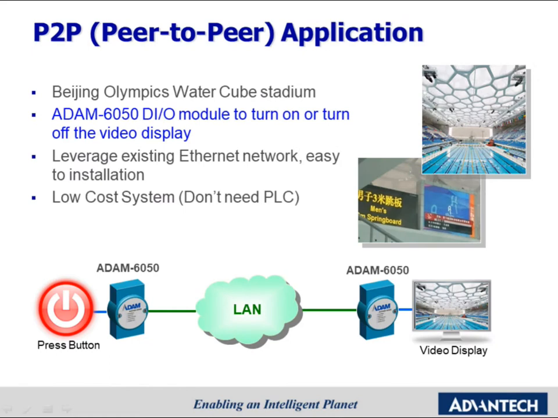This slide shows a real application example of using the Advantech P2P application. In the Beijing Olympics Water Cube Stadium, we used Advantech to control the video display on and off through the internet. As shown in the slide, when we press the button, Advantech will detect the DI change, then send a signal to the other Advantech's DO channel to control the display. That's how P2P can leverage the existing Ethernet network to achieve remote control applications and provide a low-cost system with easy installation advantage.